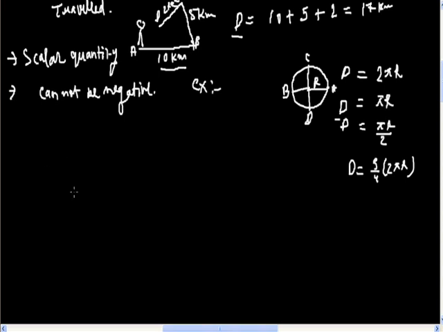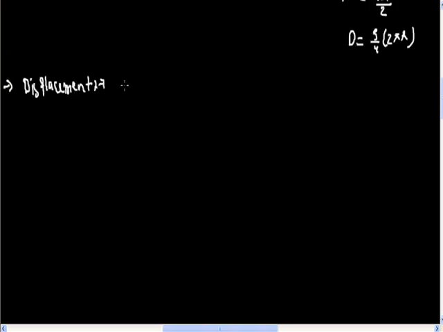Now we come to displacement. Displacement, the shortest distance between the initial and final position, is called displacement, or we can say the distance traveled in a given direction.